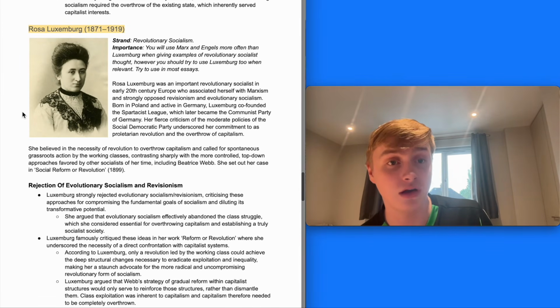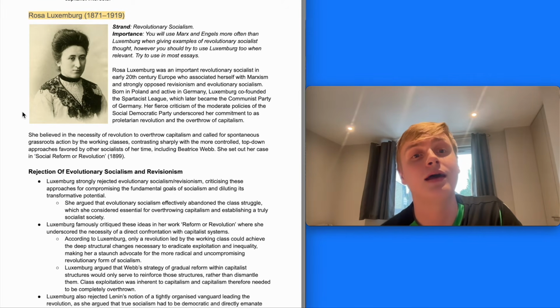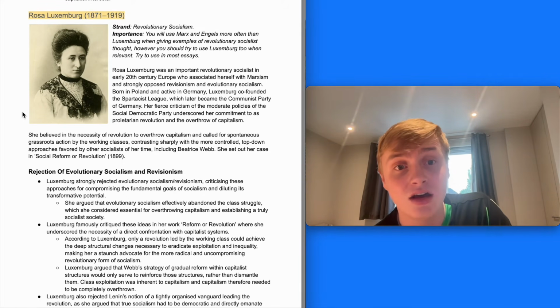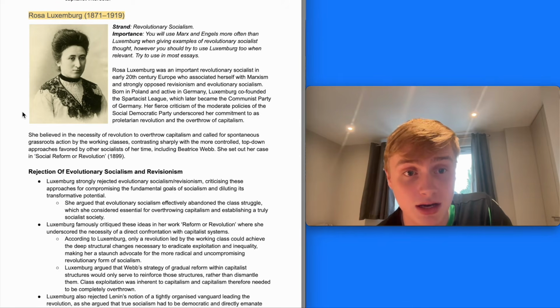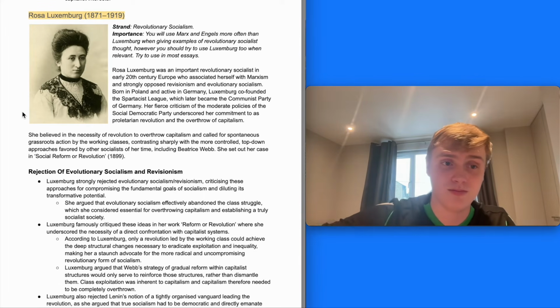The next key thinker is Rosa Luxemburg, who was an important revolutionary socialist in the early 20th century, who associated herself with Marxism and strongly opposed the revisionism and evolutionary socialism of Webb. Born in Poland and active in Germany, she co-founded the Spartacist League, which later became the Communist Party of Germany. Her fierce criticism of the moderate policies of the Social Democratic Party underscored her commitment to a proletarian working class revolution and the overthrow of capitalism. She believed in the necessity of revolution and the complete overthrow of capitalism, and believed that it needs to be based on the spontaneous grassroots action by the working class.